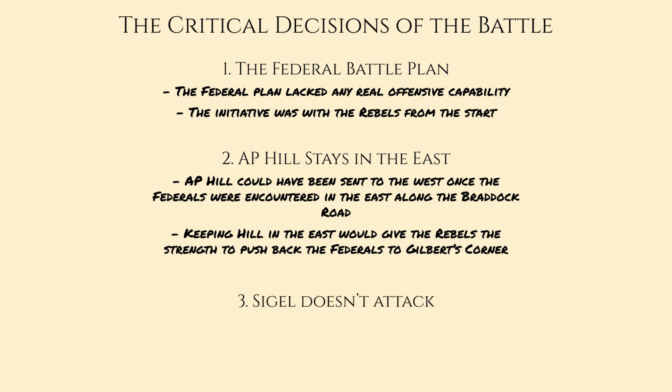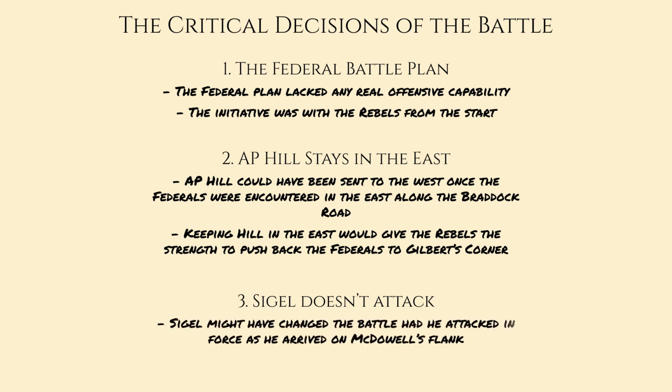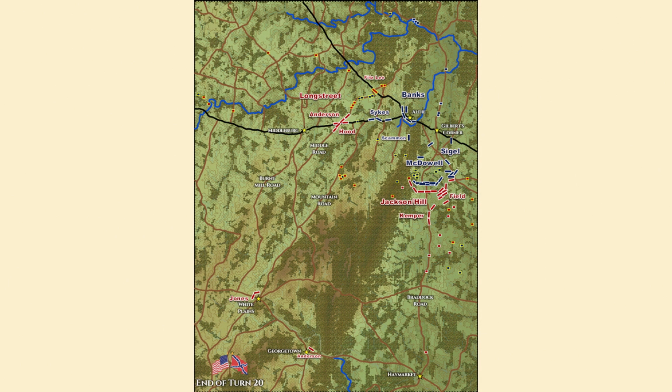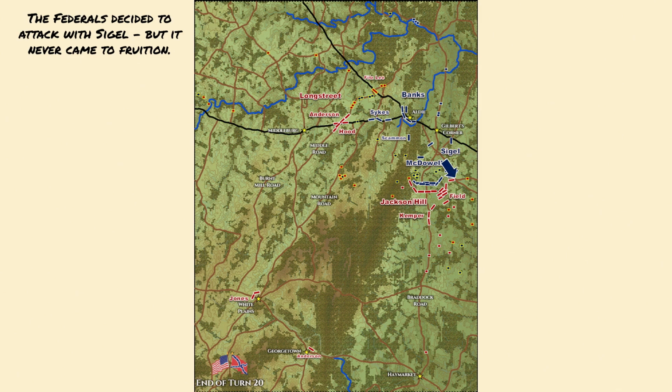Sigel doesn't attack, and to me, this is the critical moment of this battle for the Federals. This, in hindsight, seems to be the only opportunity they had to regain the initiative and begin to push back the Confederate army. Sigel might have changed the entire battle had he attacked in force as he arrived on McDowell's flank. Going back to turn 20, the Federals decided to attack with Sigel, but it just never came to fruition.